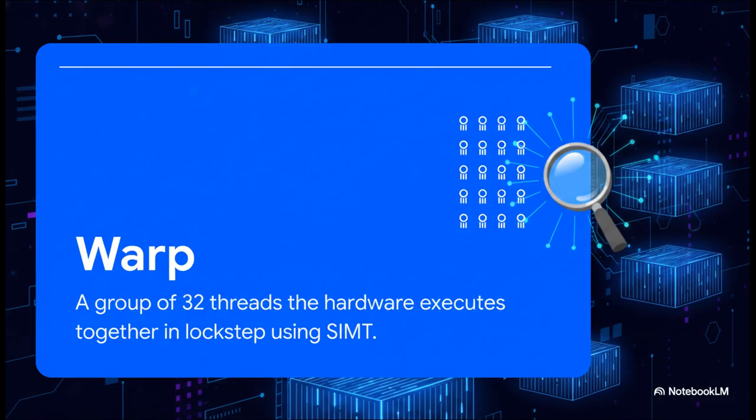The threads inside a warp execute together, in perfect lockstep, using a paradigm known as single instruction, multiple threads, or SIMT. Practically, this means if you define a block of 256 threads in your code, the hardware seamlessly slices it up into 8 distinct warps. It doesn't schedule 256 independent threads, it schedules 8 warps.